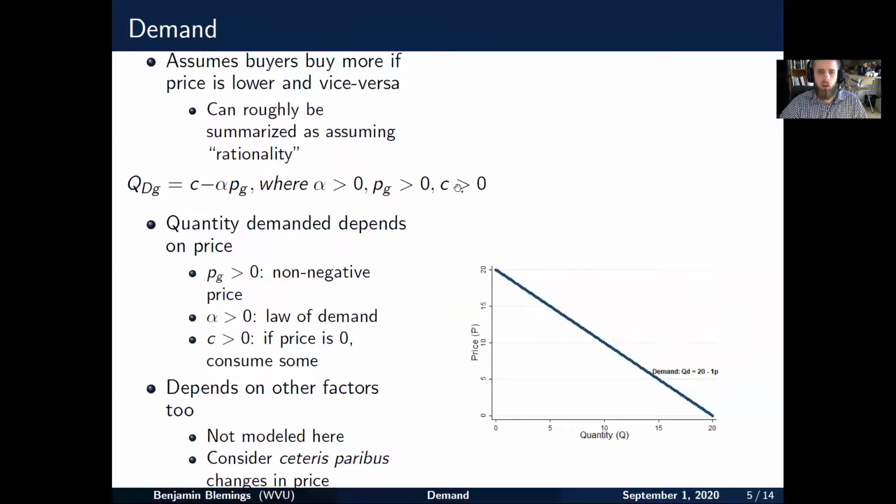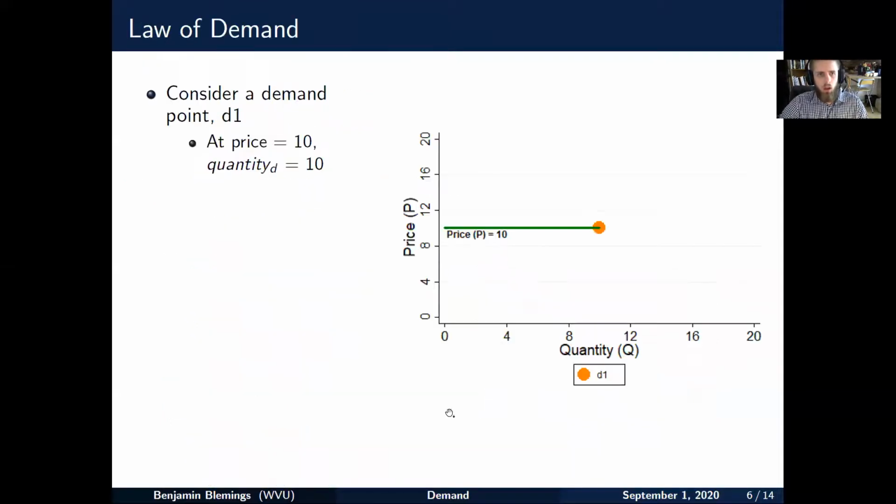And this constant C just basically means that if the price is 0, then at least something will get consumed, assuming C is positive. So demand obviously depends on other factors too that I'll talk about next, but they're not modeled on the simple demand curve here. The equation I've shown you, this QDG, is considering ceteris paribus changes in price.